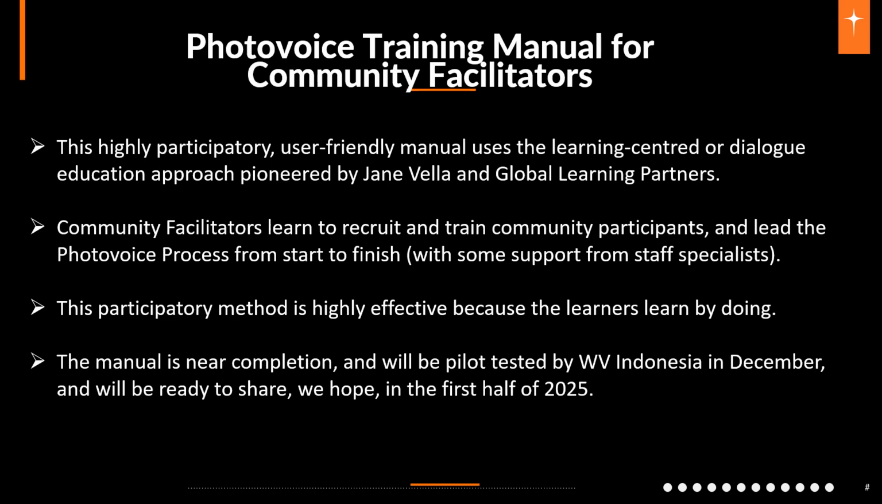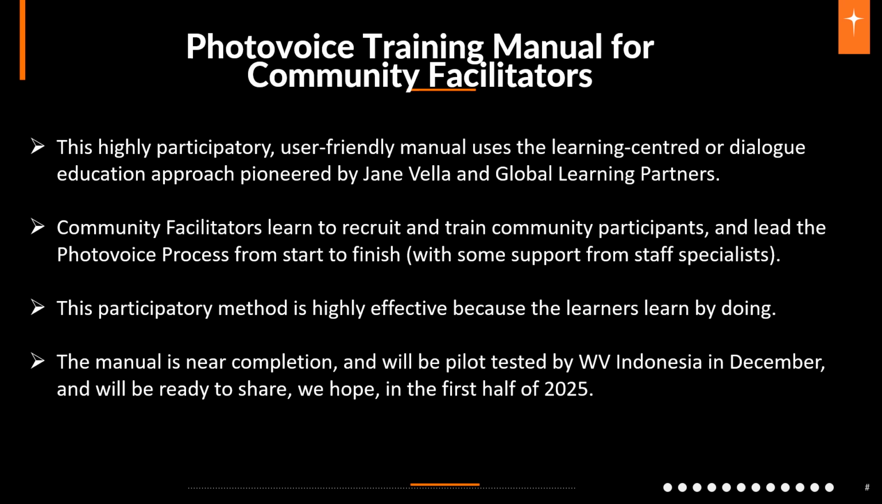Now I'd like to tell you a little bit about the Photovoice training manual for community facilitators. This is a highly participatory, user-friendly manual that uses the learning-centered or dialogue education approach, which was pioneered by Jane Vella and Global Learning Partners. Through this training, community facilitators learn to recruit and train community participants and lead the Photovoice process from start to finish, probably with a little support from staff specialists.